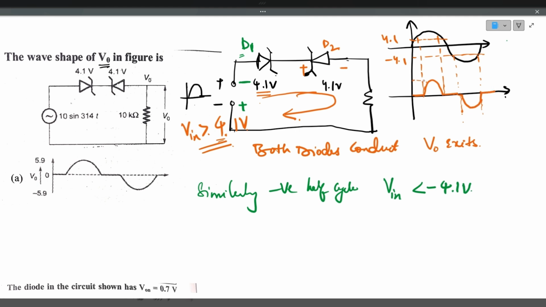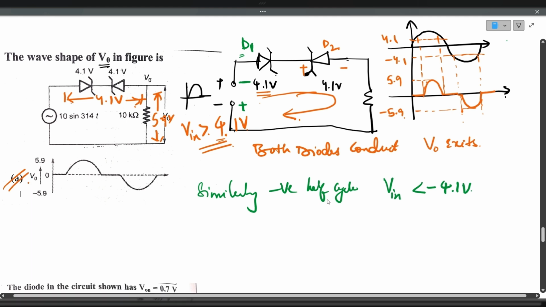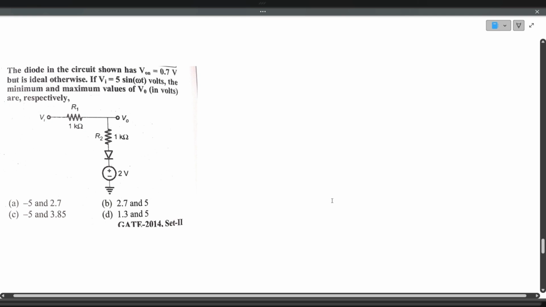So what is the peak value of this output voltage? The voltage drop across these diodes will be 4.1 volt only. The forward voltage drop across the second diode is negligible. So the remaining voltage will be here at output. It is 5.9 volt. So it is plus 5.9, minus 5.9. So the answer is option B. The remaining options are not shown here. We'll see the next problem.